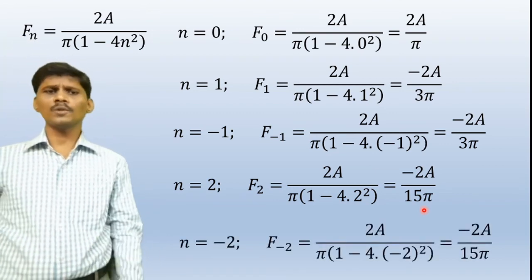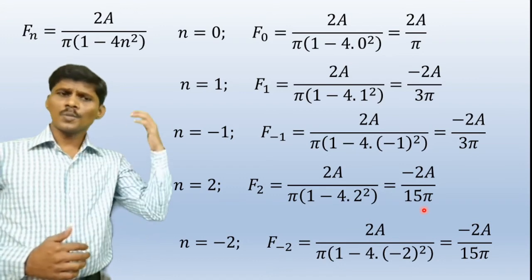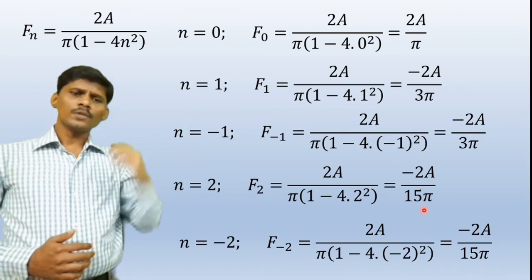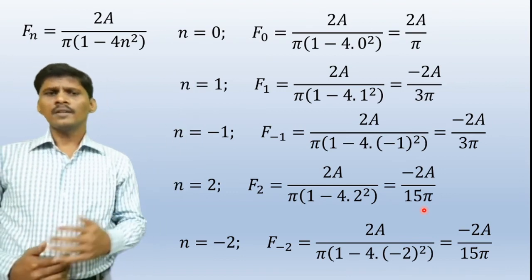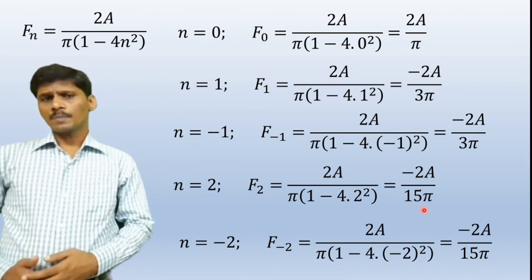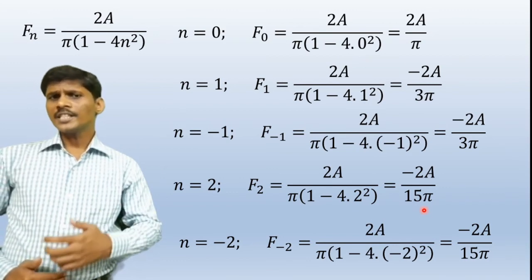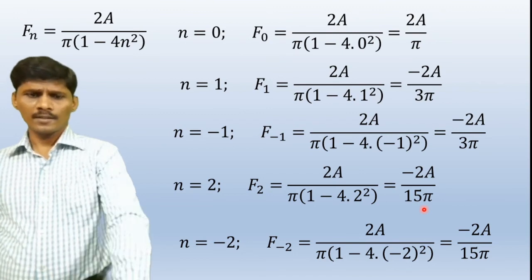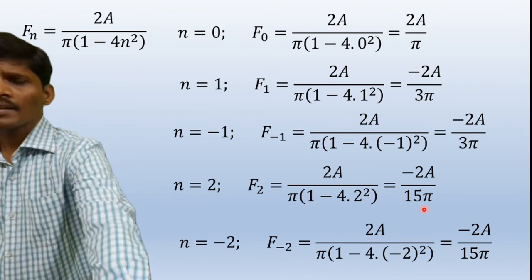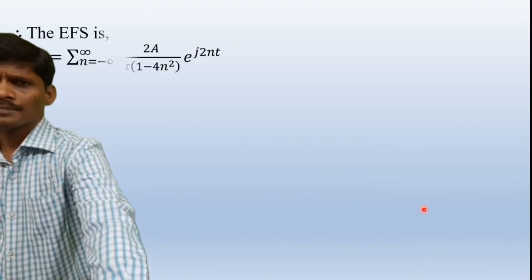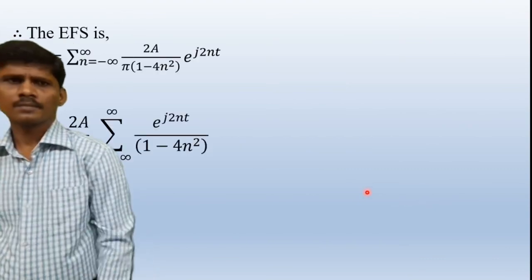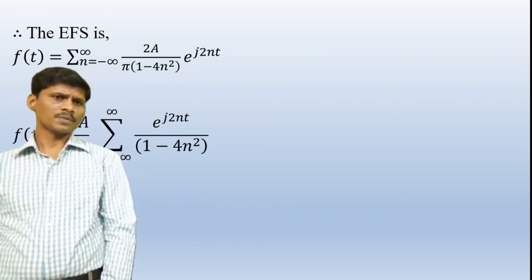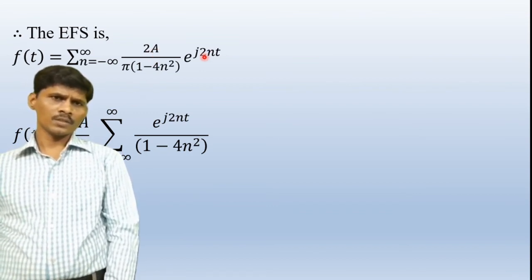Similarly, substitute the remaining values of n: n is equal to plus or minus 3, plus or minus 4, like that up to infinity. After that, draw the amplitude spectrum or magnitude spectrum. It is a discrete magnitude spectrum. The x-axis is the discrete values of n and the y-axis is the magnitude values of Fn.